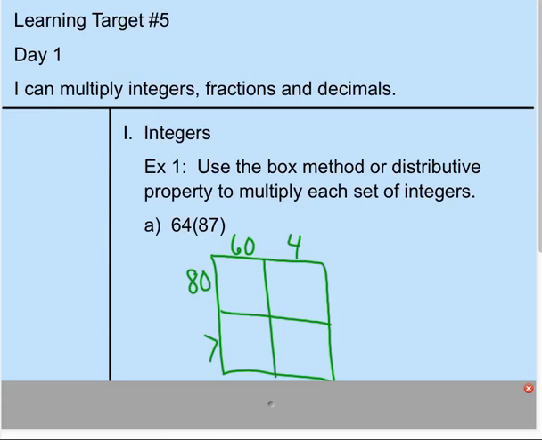So the 80 by 60 box, 8 times 6 is 48, and we have 2 zeros, so it's 4,800. 80 times 4, 8 times 4 is 32, with 1 zero, so 320. 7 times 60, 7 times 6 is 42, so 420. And then 7 times 4 gives us 28. And then we add the areas together to get the total area of the box, or the answer to our multiplication. And I use this, again, using place value, like I did with the decimals.